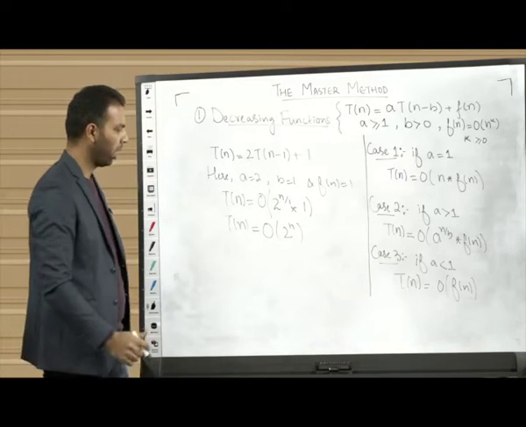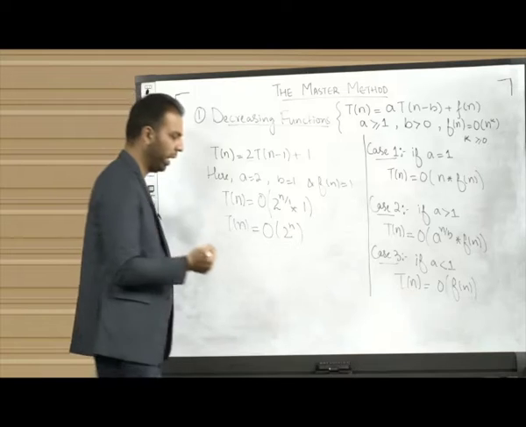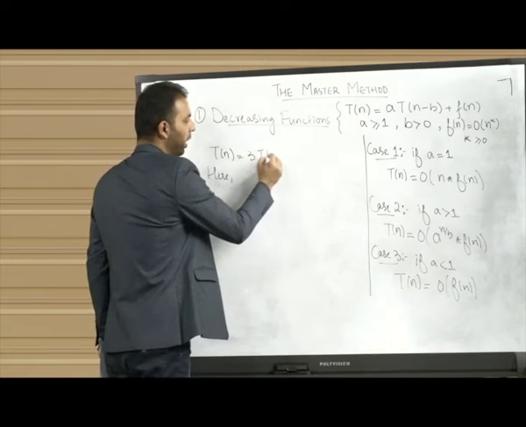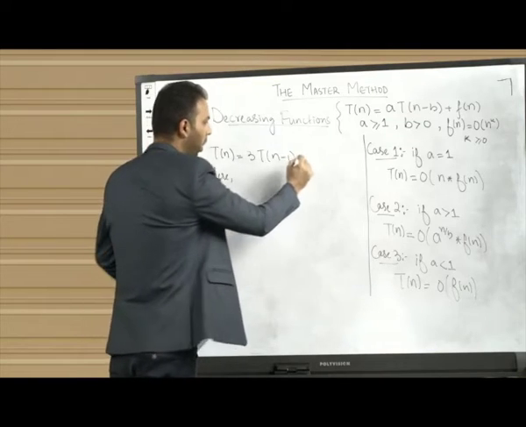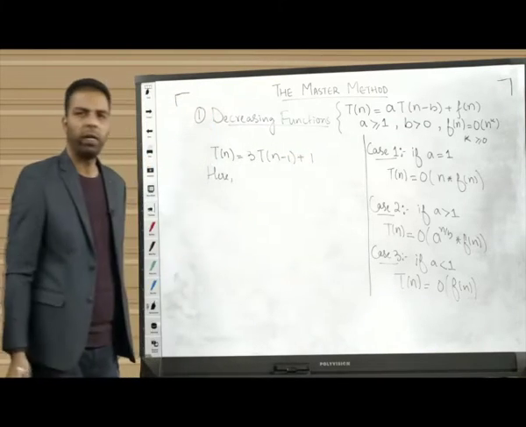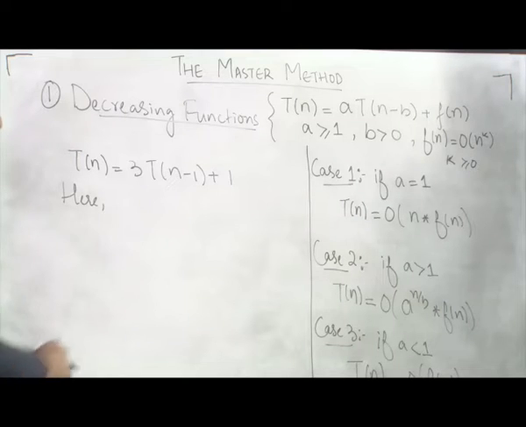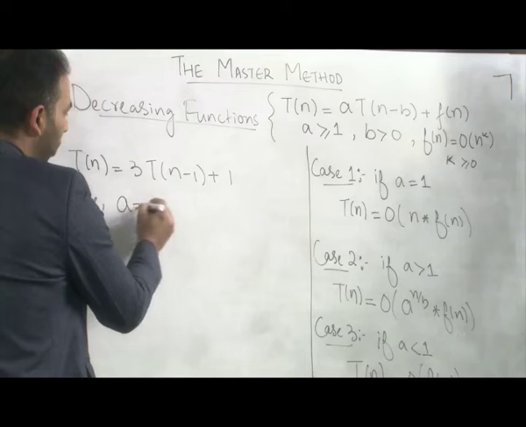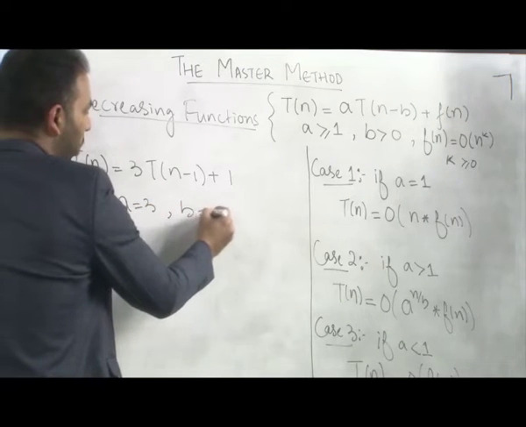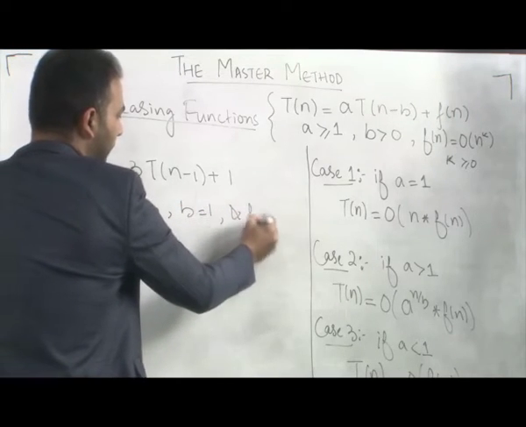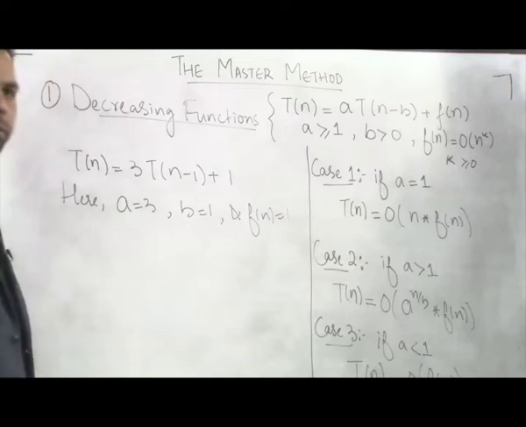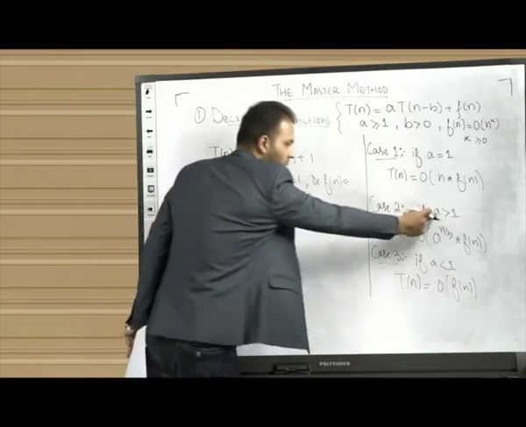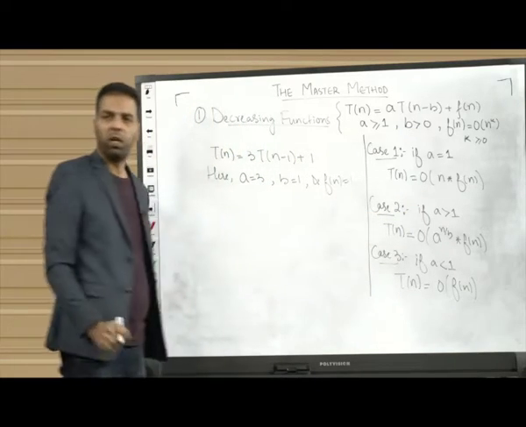Okay. So another example we'll take: T(n) = 3T(n-1) + 1. It is almost the same example as the previous one. The only difference is here the coefficient is 3. So a is equal to 3, b is equal to 1 and f(n) is equal to 1. Now a is 3, which means a is greater than 1. It satisfies which case? Case 2.